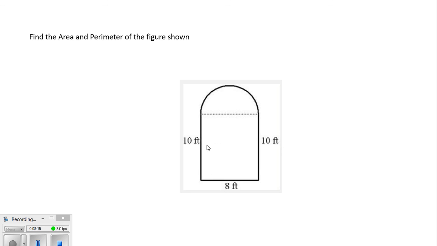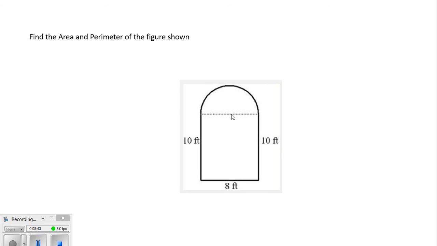Okay? Find the area in the perimeter. So this is a figure called the Norman window. The Norman window. What is it? Well, it's a rectangle with a half a circle over top of it. Okay? So therefore, its perimeter is going to be the perimeter of the rectangle less this. Don't include that dotted side because that's not in the perimeter. What you will include is a half of the circumference of the circle.